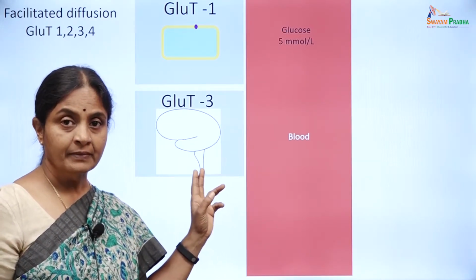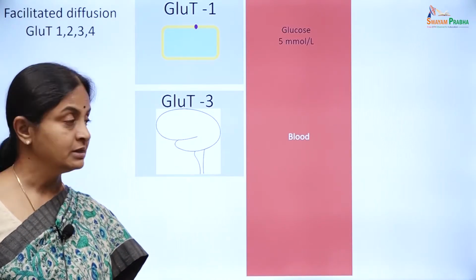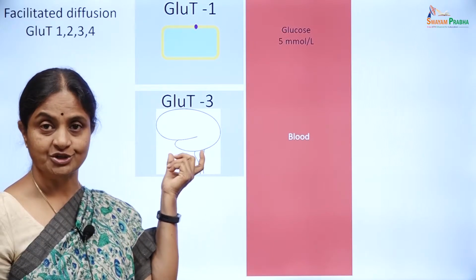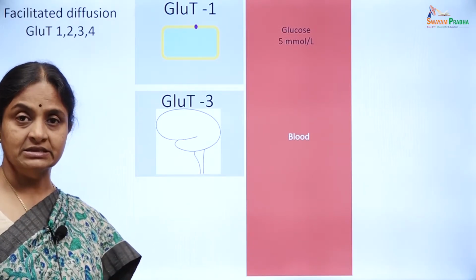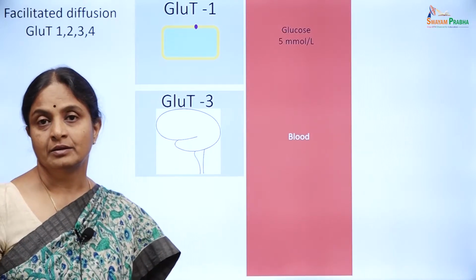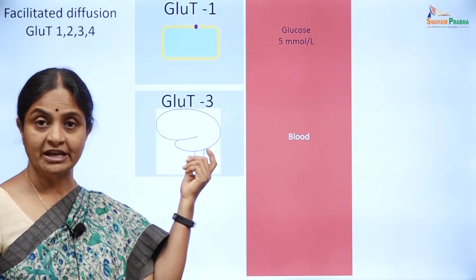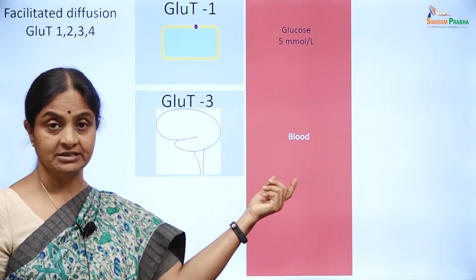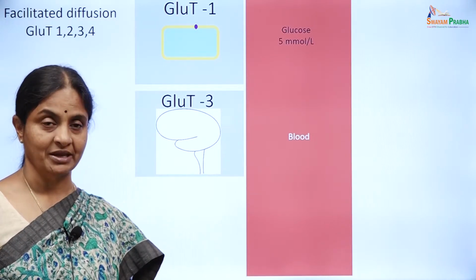GLUT3 as opposed to GLUT1 is a high volume glucose transporter and is located in brain tissues, because brain usually has priority over other tissues, and this high volume transporter will ensure that the brain gets its share of glucose even while blood glucose is dropping.